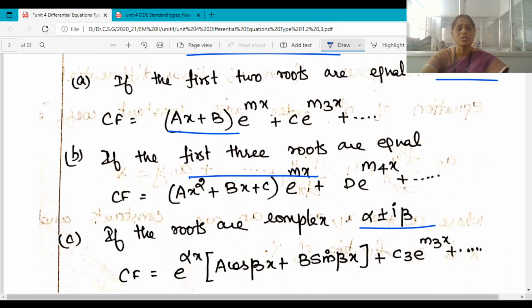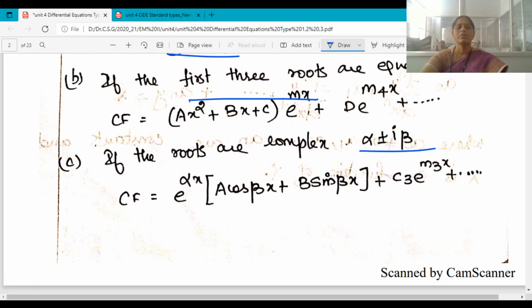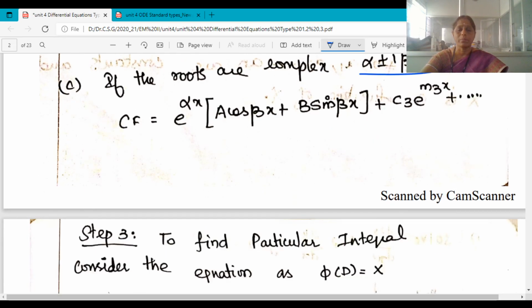When three of the roots are equal, we write (ax² + bx + c) e^(mx). Here ax² + bx + c is for the repetition. When the roots are complex, it is e^(αx) (a cos βx + b sin βx), used for the complex form.